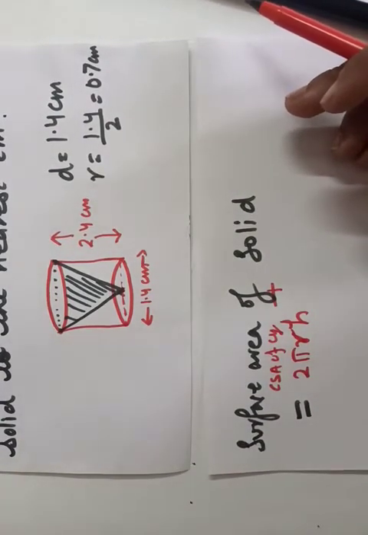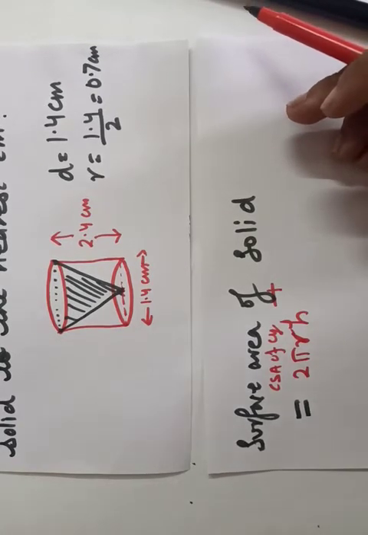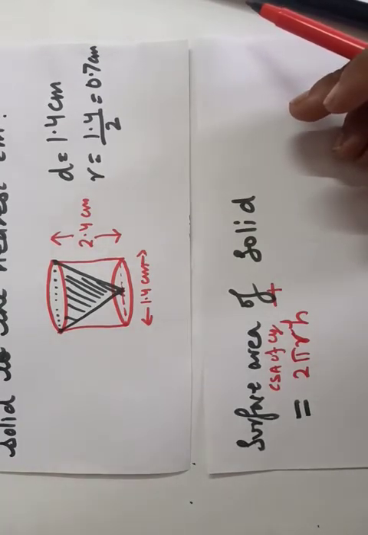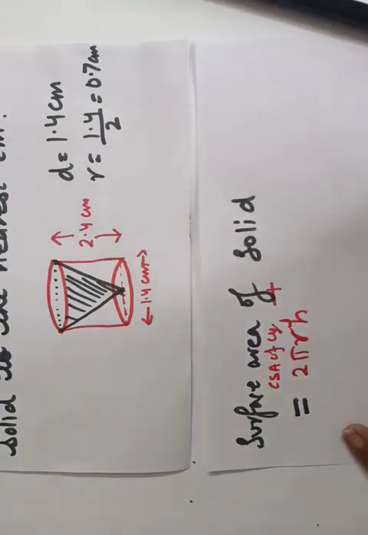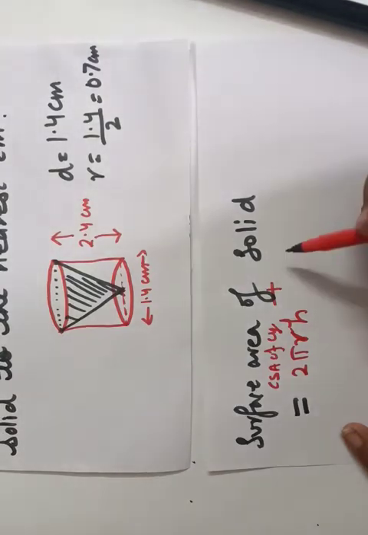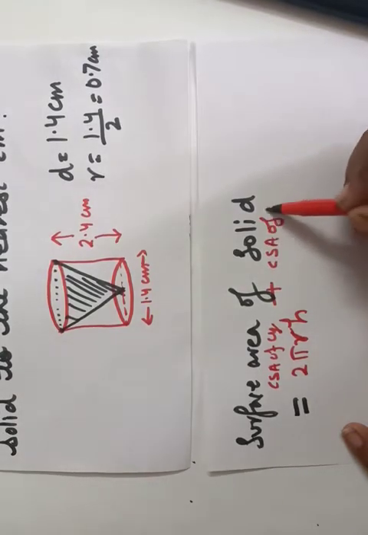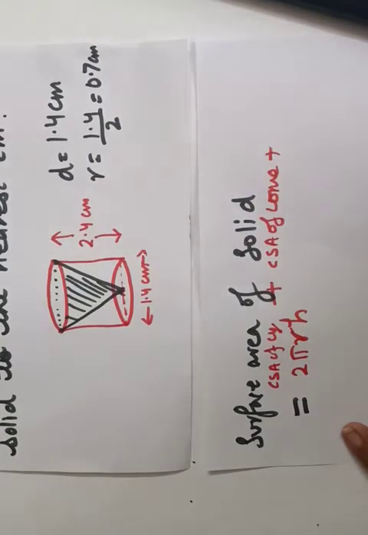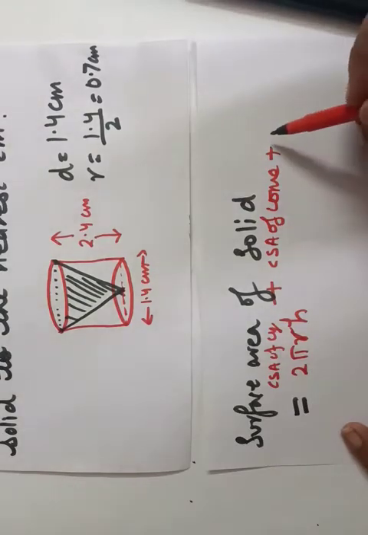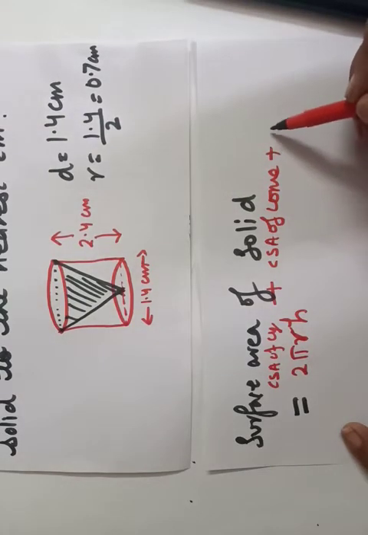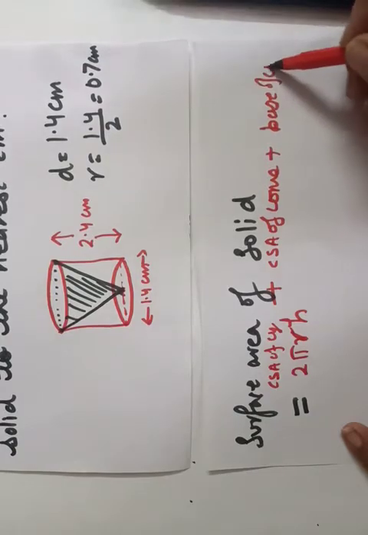Just imagine that you have a cylinder and you have taken out the conical cavity. How many surfaces can you see? You can see the curved surface area of the cylinder, then you can see the inner surface of the cone, that is of the cone shape, so the curved surface area of the cone. And one more surface you can see, that is the base, of circular shape. So we can say the base of the cylinder.